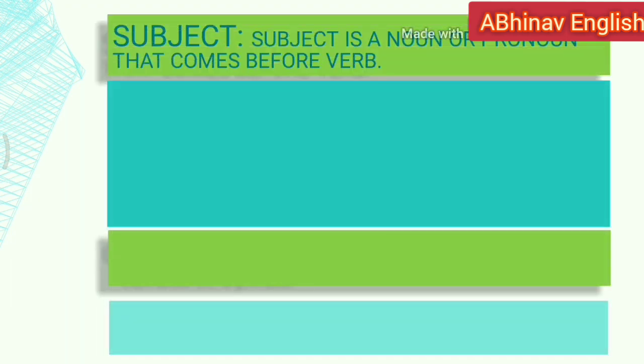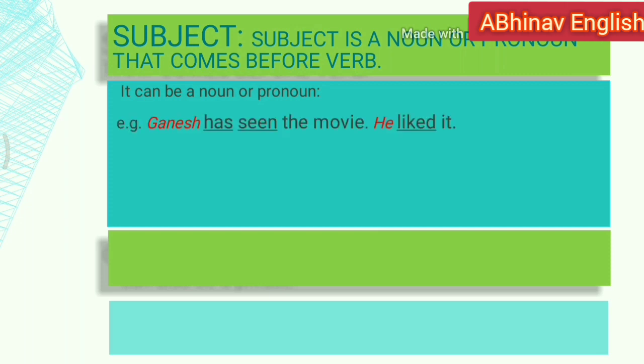Subject is a noun or pronoun that comes before the verb. Let us see the example. It can be a noun or pronoun. How? Ganesh has seen the movie. In this sentence, Ganesh, written in red, is a subject noun. And in the second sentence, he liked it, you will find he is a pronoun and subject of the sentence.